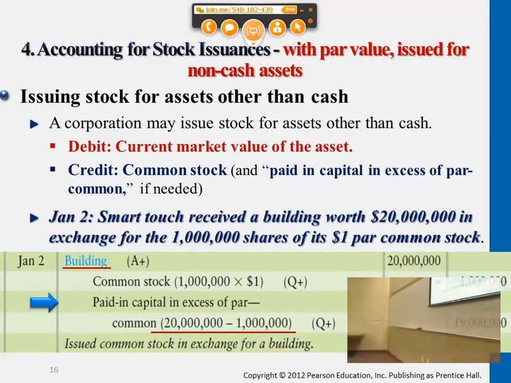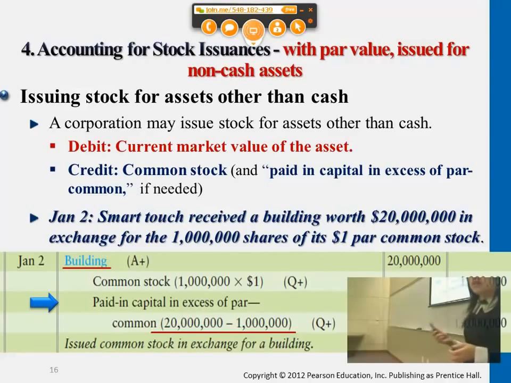The majority of the examples that you would see for this chapter are issuing stock in exchange for cash alone, raising capital. But sometimes business to business, they can also exchange for other types of assets, not just cash alone. Okay, so this is an example where Smart Touch Company receives a building, and exchanges common stock for a building that's worth $20 million.